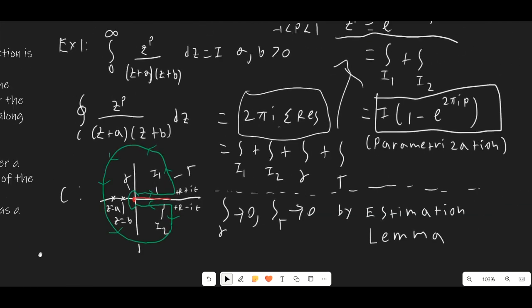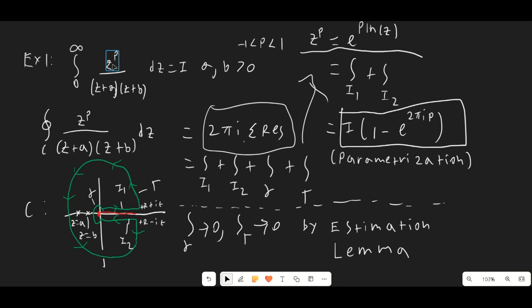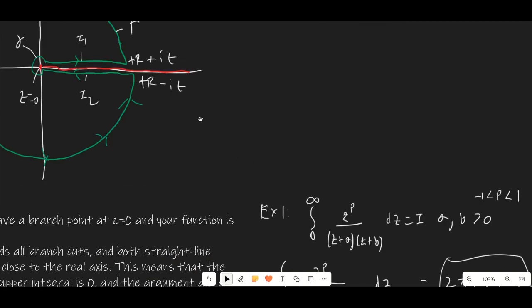So here's an example right here. We have a pretty straightforward function, the integral from 0 to infinity of z to the p over (z plus a) times (z plus b), which is going to be equal to I, and a and b are greater than 0, p is between negative 1 and 1. So this is our keyhole contour right here. We have poles at z equals minus a and z equals minus b. I don't know why it says positive here, and I didn't draw the keyhole too well here, but it's the same as this keyhole right over here.